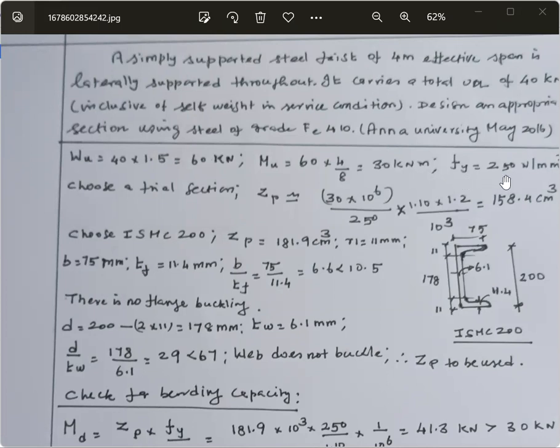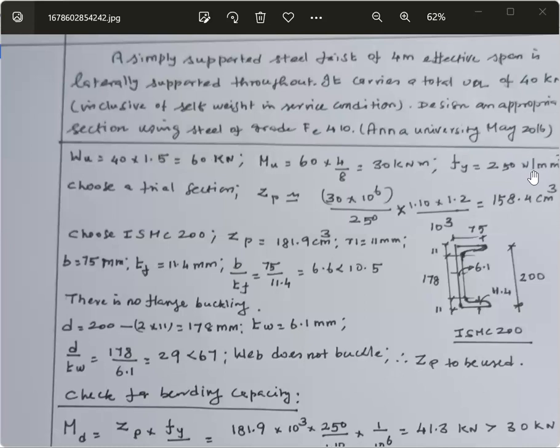FE410 means Fy is equal to 250 Newton per millimeter square. IS code is mentioning so many values for Fy. I was in the engineering department for nearly 40 years. I kept on using only Fy 250. I don't remember any other steel to be available in the market or having been used in the project. Fy is equal to 250 Newton per millimeter square. This is the ultimate stress, FE410. So unless otherwise specified, you take Fy is equal to 250 Newton per millimeter square.